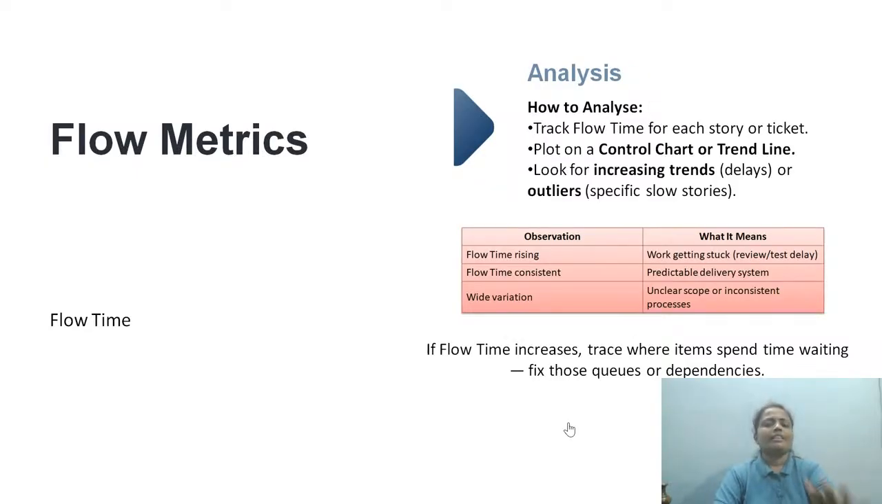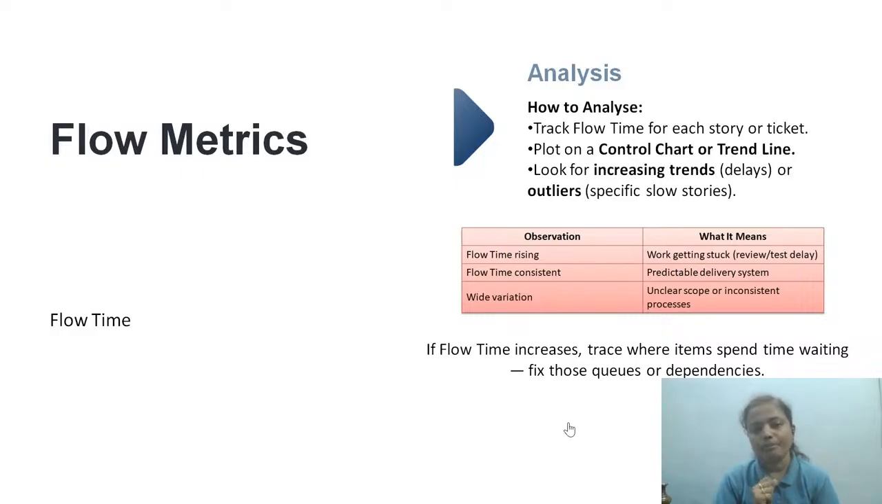What is the analysis that we are going to do here? Track the flow time for each story. This is very, very important. Last one, we were doing with the help of a sprint or a specific period of time, how many work items we completed. That is velocity. But here it is all about trying to understand, for each and every item, for each and every ticket, what is the flow time.